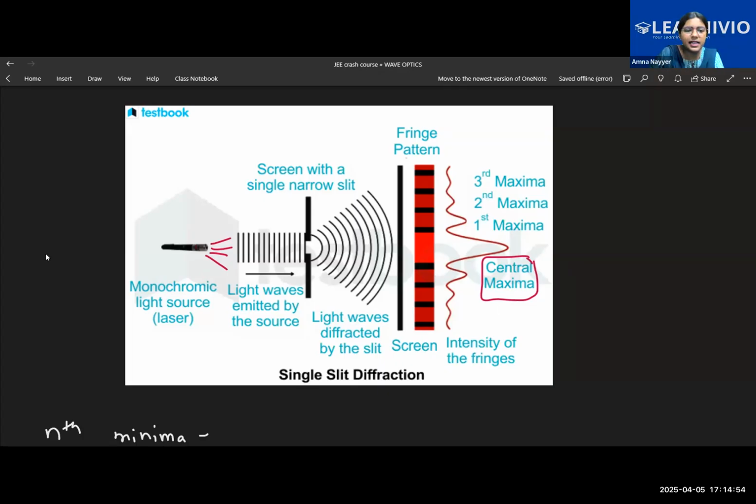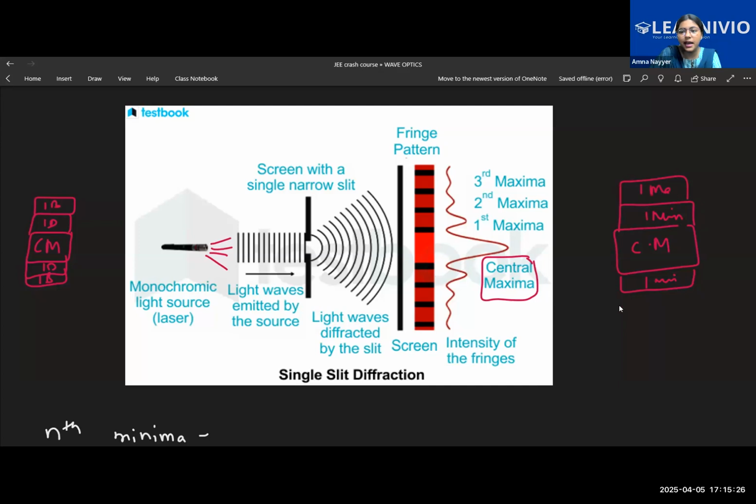Remember, we discussed that central maxima is present in interference. Then you have the first dark on both sides, then first bright on both sides. Remember, we did a question where the separation of the fourth bright on either side was 2.4 meter. Here also you have the central maxima. Then you will have the first minima on both sides, then first maxima on both sides, then second minima on both sides. But the intensity will keep on decreasing.